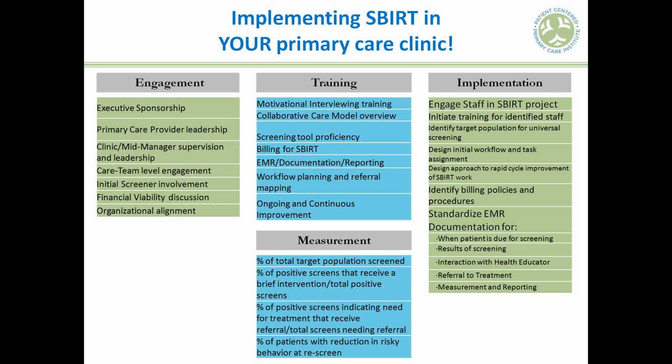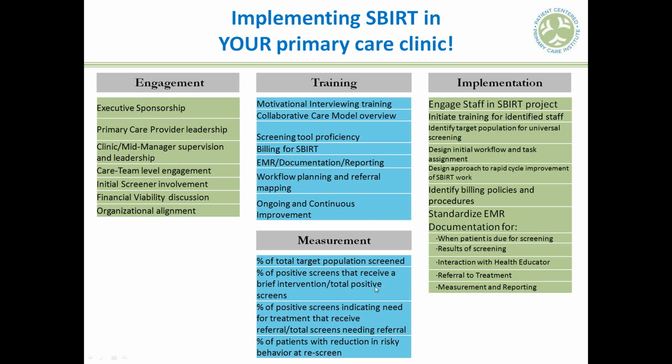So those measurements, or this last kind of square over here, is that we want to know of that total target population. So maybe Dr. Smith has a panel of 1,600 patients that are all adults, and 800 of them came in this pilot period project. So we want to know the percent of those patients that were screened for SBIRT, if the goal was to screen all of them.